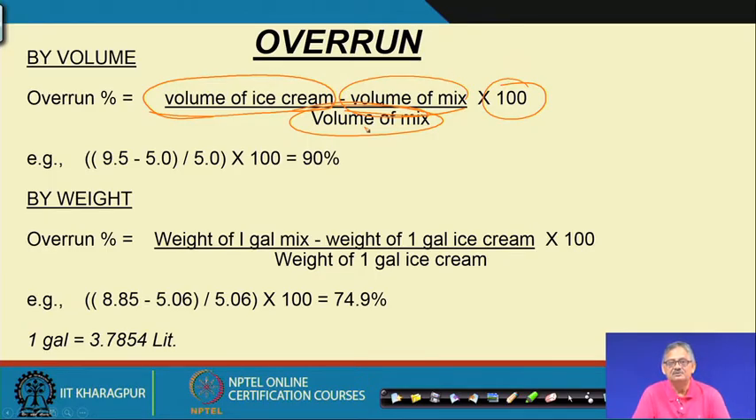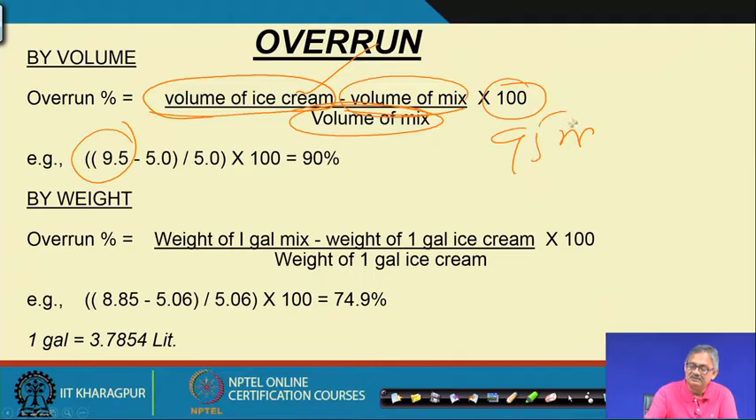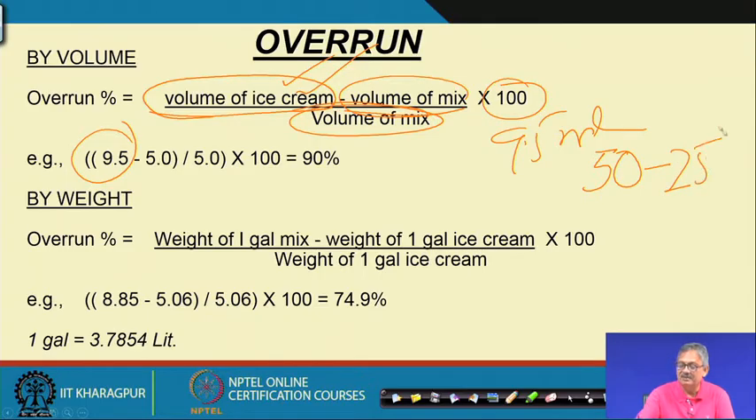So, we have an example also in front of us. Suppose we take 50 ml of ice cream, and the ice cream mix has a volume of, say, 25 ml, right. So, 50 minus 25, divided by 25, into 100.